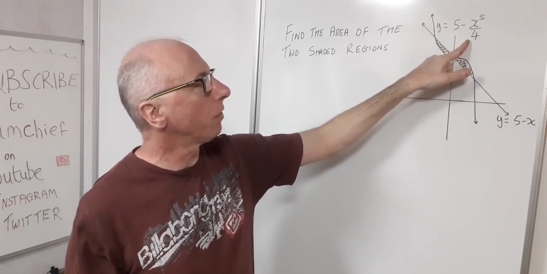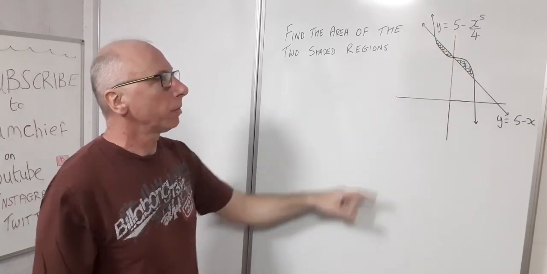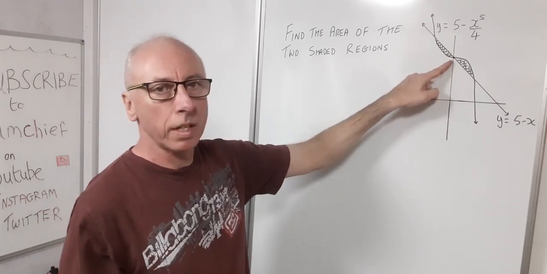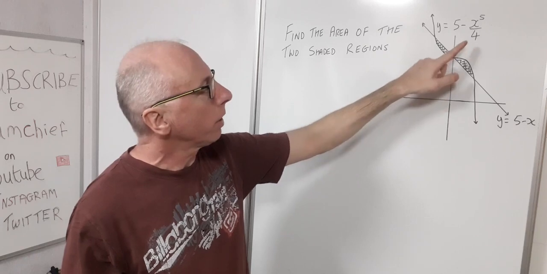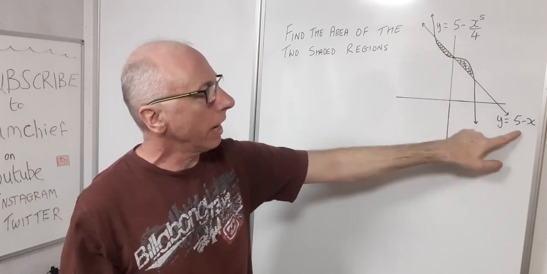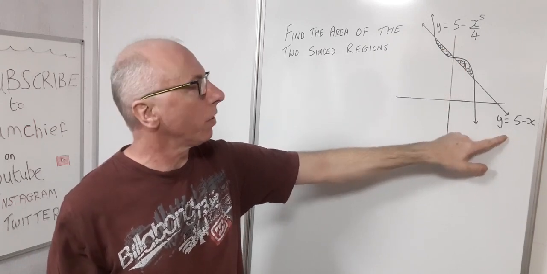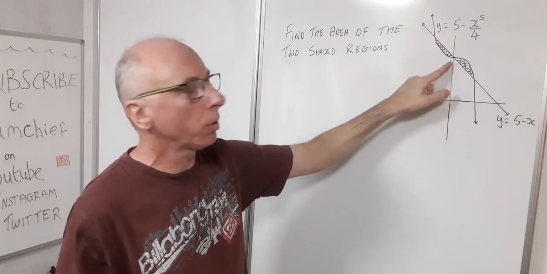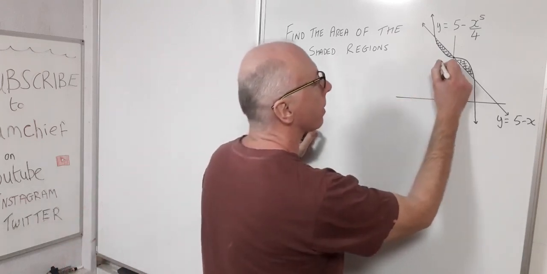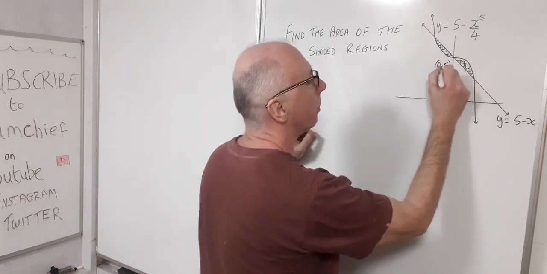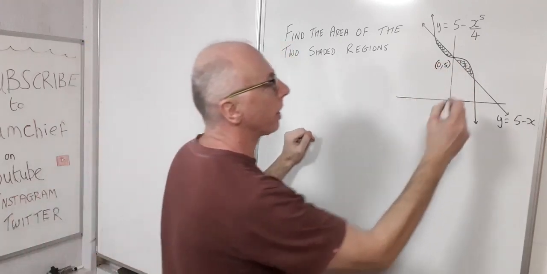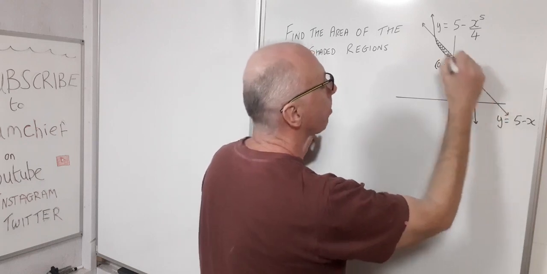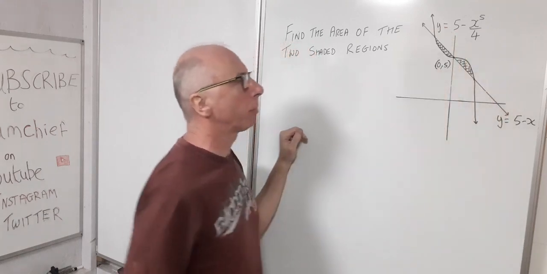Now, we'll see here there's a point on the y-axis at x equals 0. If x equals 0 for this one and this one, then y equals 5. So we know that this point here is at (0, 5). But what we need to find is this point and this point.